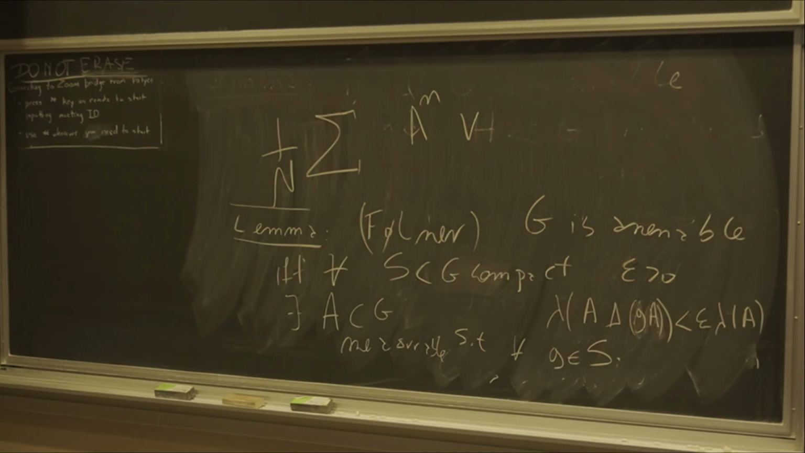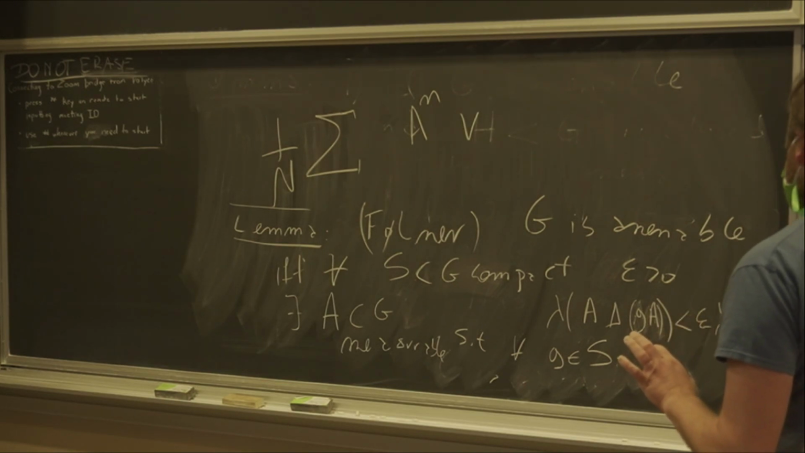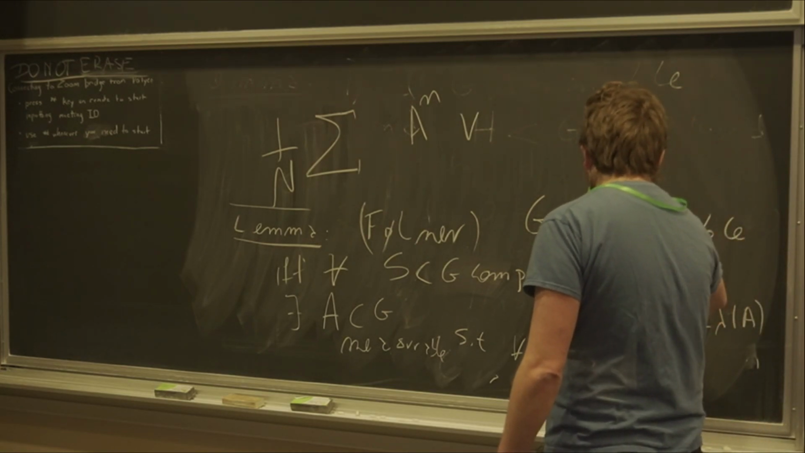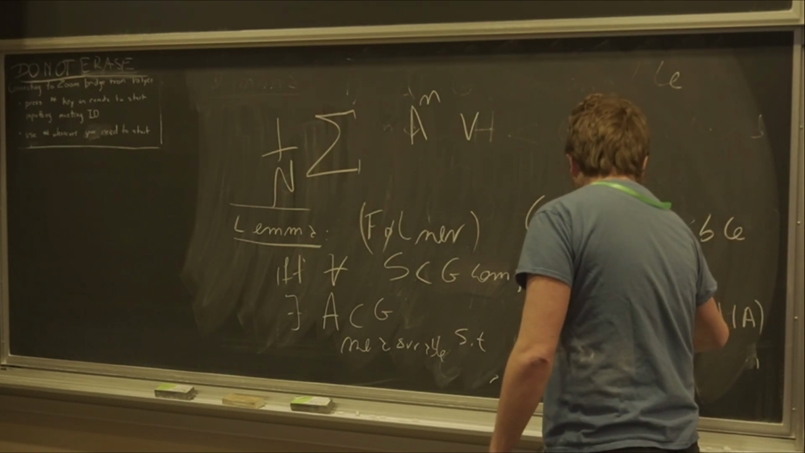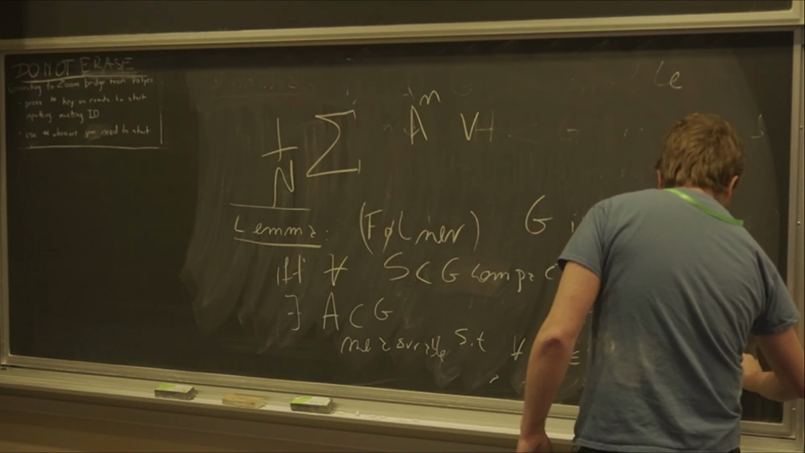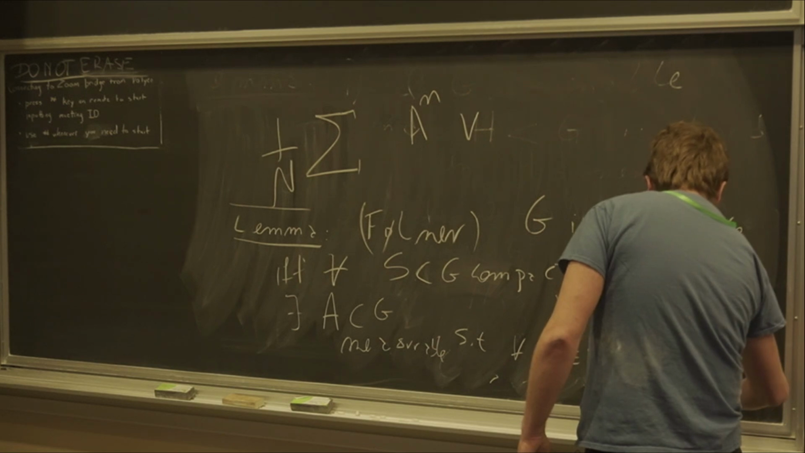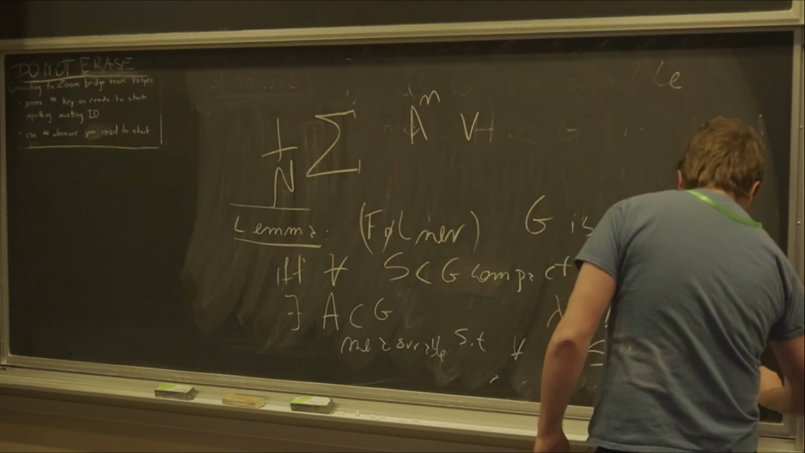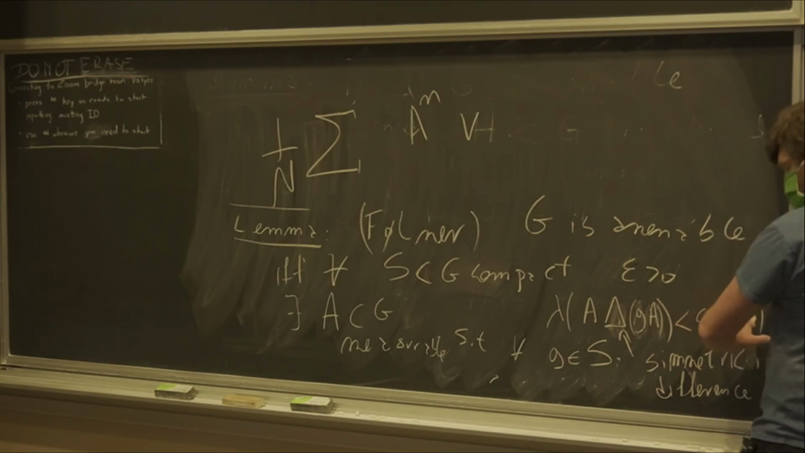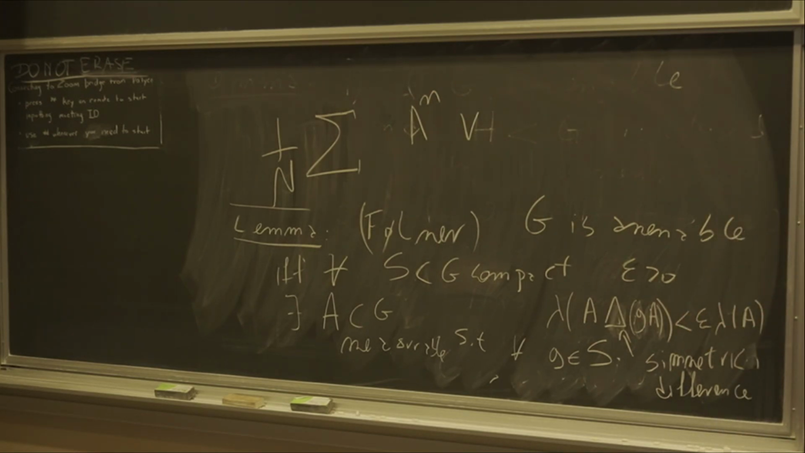Sorry, it says A minus gA. This is symmetric difference. I'm really trying to remember if I want the lambda of A being here. I think I do want. It's not so important in general.